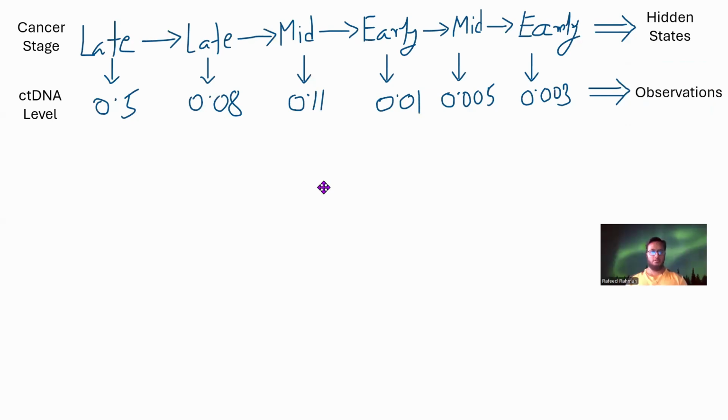So first of all, let's see this case. You have these hidden states, which are late stage Cancer, mid stage Cancer, and early stage Cancer. And you have these observations, which are the different ctDNA level, or you can think of it as tumor level. So 0.5 means higher level, and 0.08 means comparatively lower level. So you can see that the observations that we are making here are actually continuous.